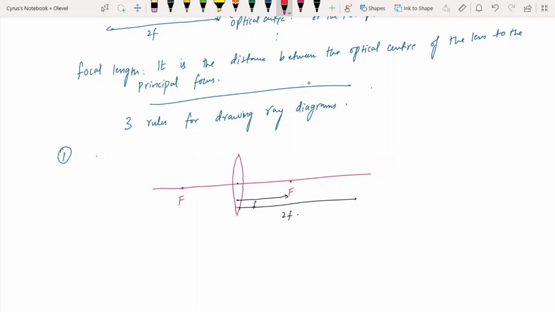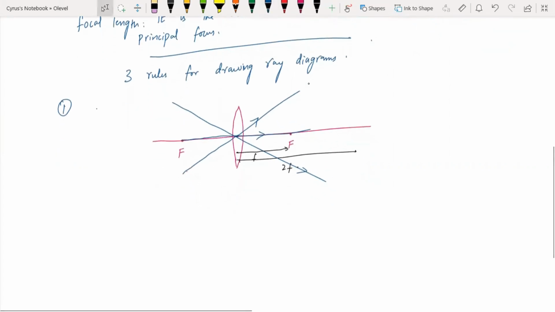So for example, a ray which is passing like this, it passes without bending. A ray which is passing like this through the optical center, it passes without bending. And a ray which is passing like this, it passes without bending. Any ray passing through the optical center of the lens will pass without any deviation, without any bending.